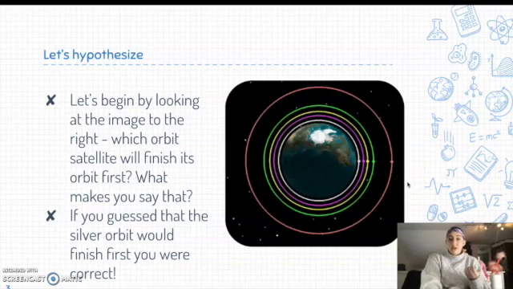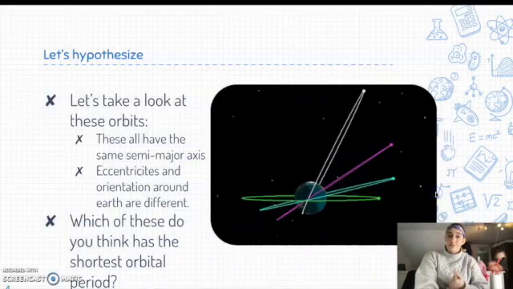Okay. If you guessed the silver orbit, you would be correct. If you notice, the silver orbit has the smallest orbit, so its period is the shortest, therefore it finishes first. Let's take a look at this one.